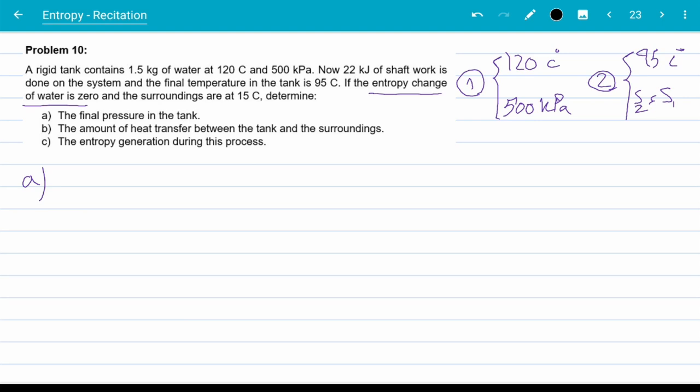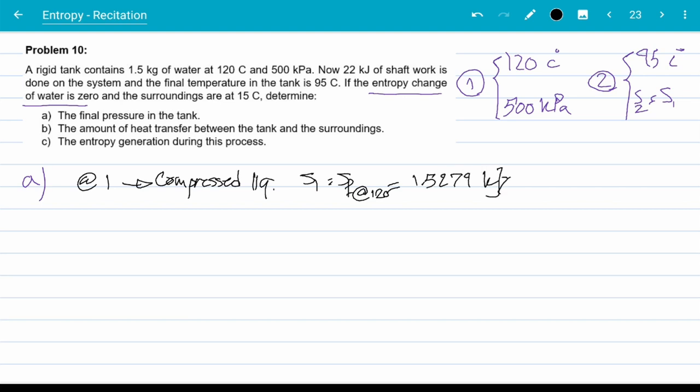By checking the table, I see that at state one we are dealing with a compressed liquid, because 500 kilopascals is way higher than the saturation pressure at 120 degrees Celsius. And so S1 will be S of F at 120 degrees Celsius, which is 1.5279 kilojoules per kilogram Kelvin. I know this is the same number for S2, so S2 is 1.5279 kilojoules per kilogram Kelvin.